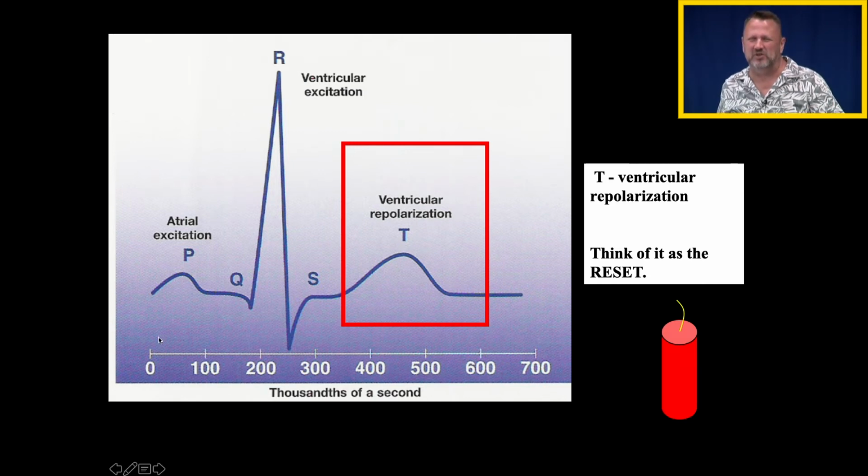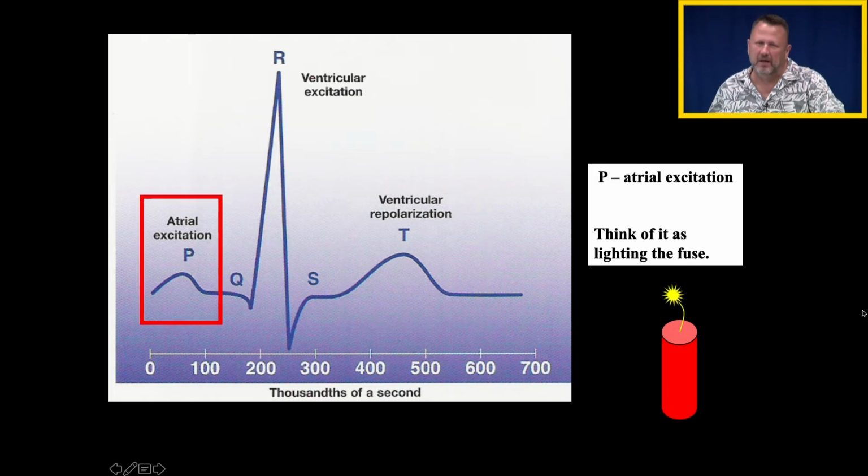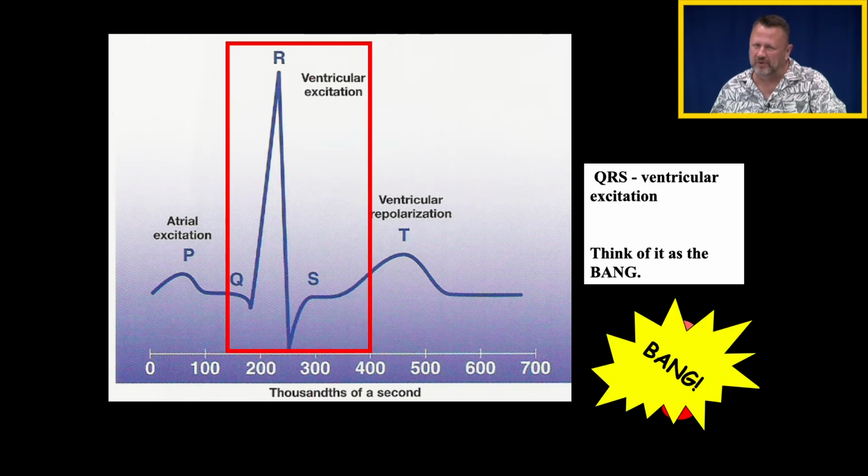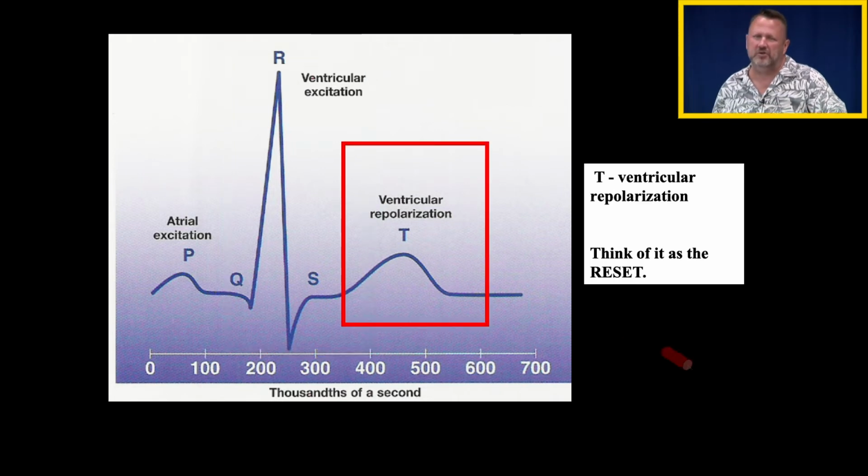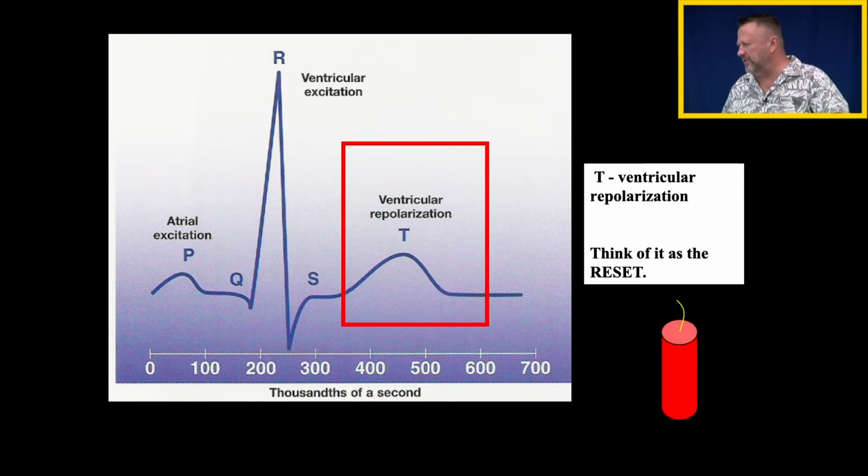This is called ventricular repolarization. And this is done by the potassium channels opening and resetting the action potential. And then it happens again. The atria light the fuse after a certain amount of time. The QRS complex shows the signal causing the ventricles to contract, and then the T wave is repolarization.